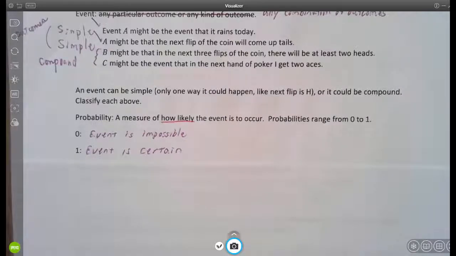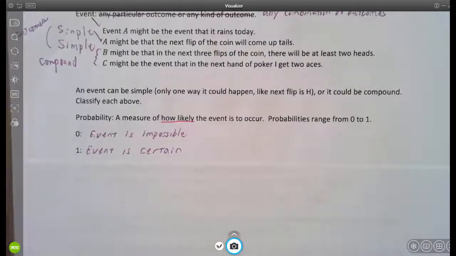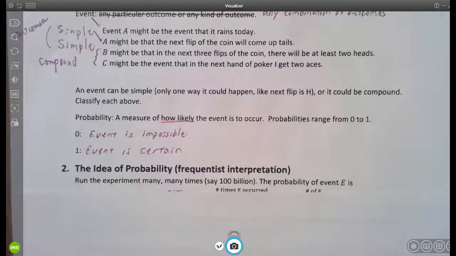It could never occur under any circumstances. If the probability of the event is 1, then the event is certain to occur. It must happen no matter what the circumstances when we run our experiment.